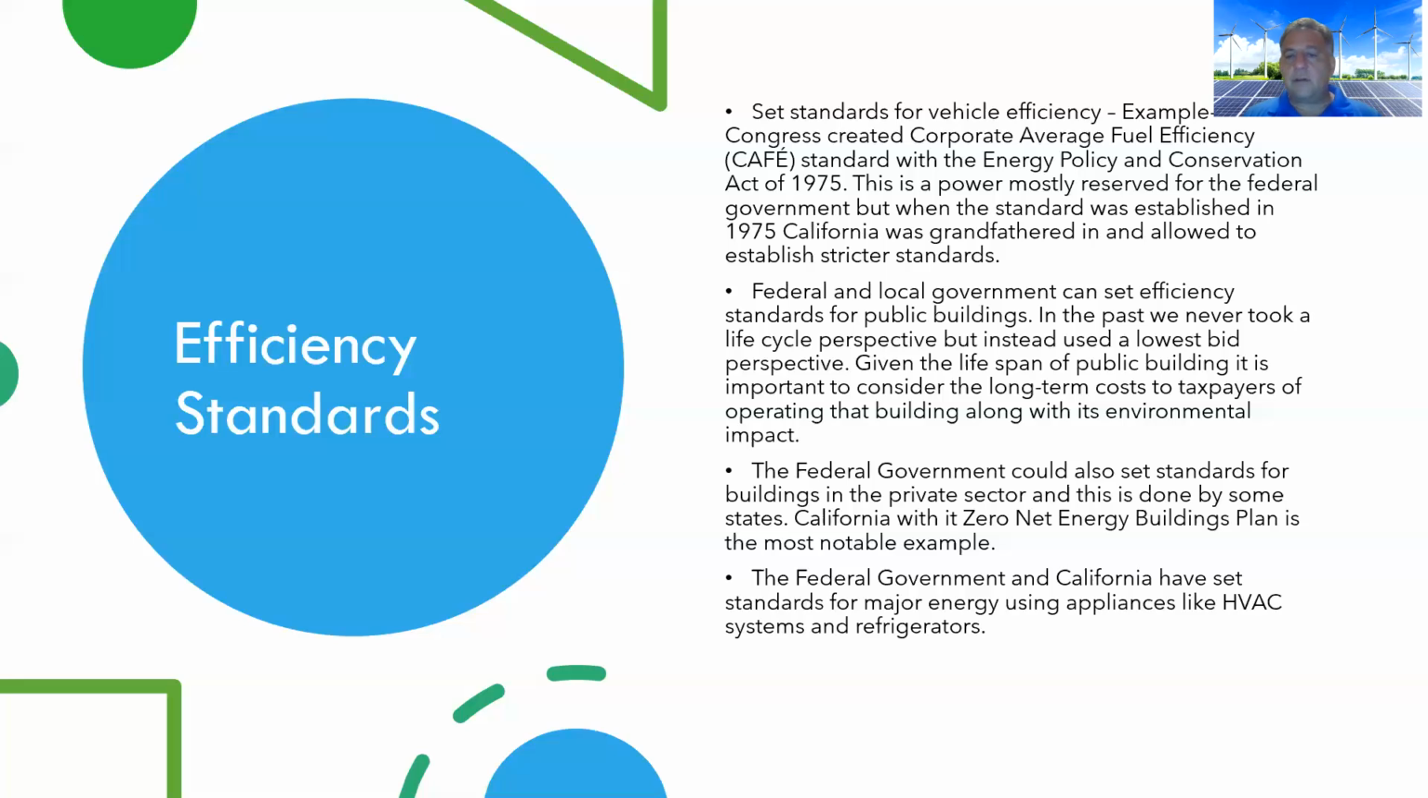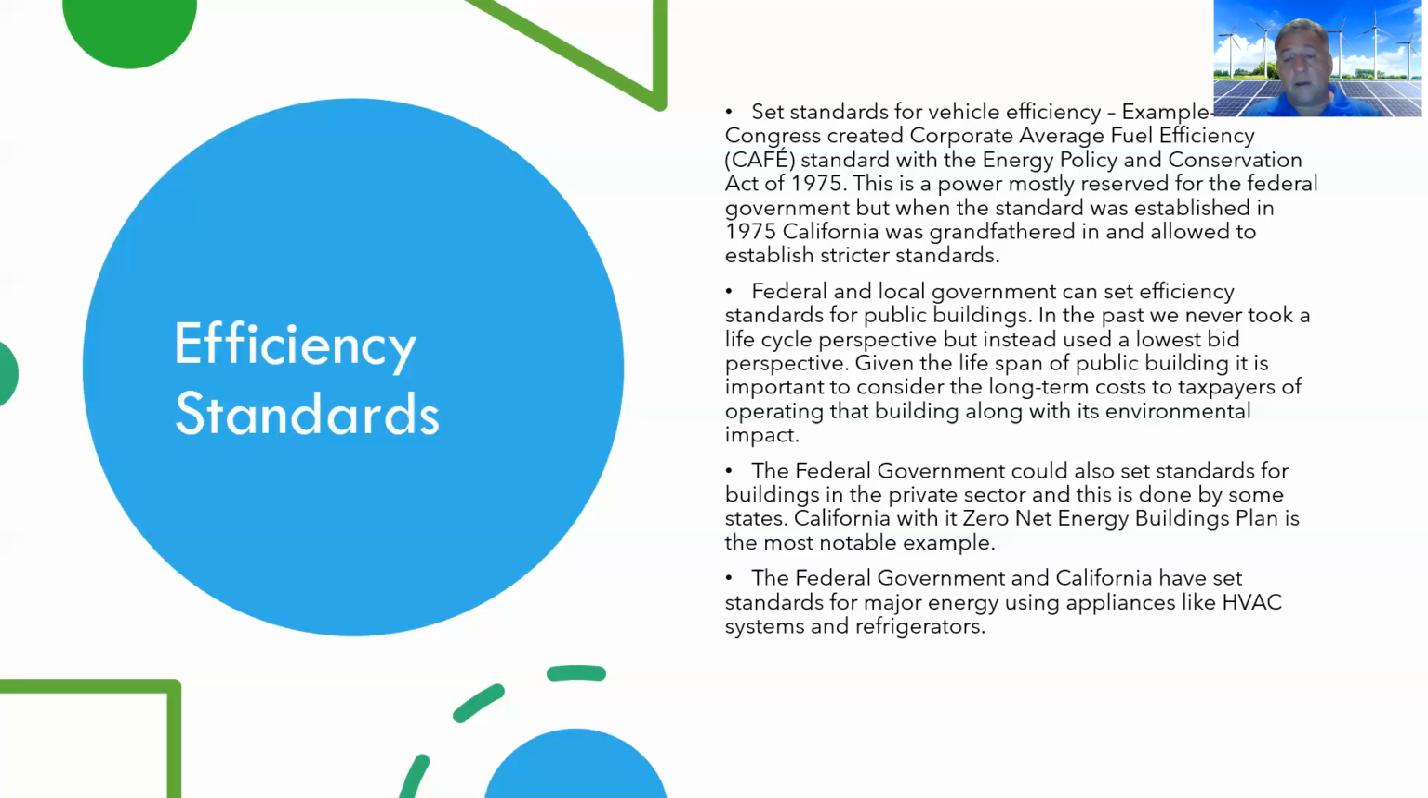The federal government can also set standards if it wants to for buildings in the private sector. The most notable example of this is California with its zero net energy buildings plan. California is requiring first residential, as a matter of fact, from this year on, and commercial buildings by 2030 to be zero net energy buildings.